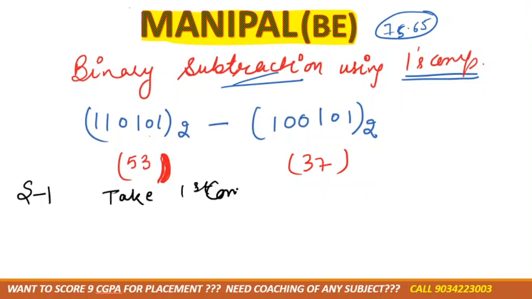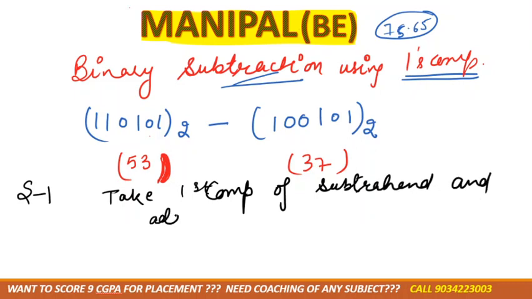Take the one's complement of the subtrahend and then add it with the minuend. Do you know which one is the subtrahend? Okay, what you need to do is take the one's complement, just invert it, right?